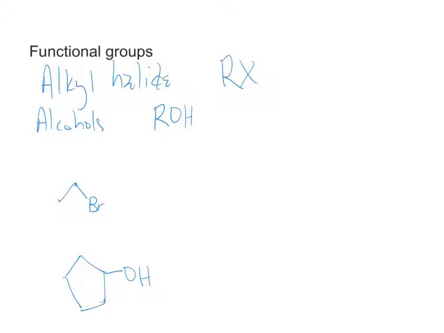But I also want you to learn how to start using their substitutive names, like their official IUPAC names, I should say. So the top one is an alkyl halide. How many carbons are hanging off the bromine? How many carbons are there in that compound?